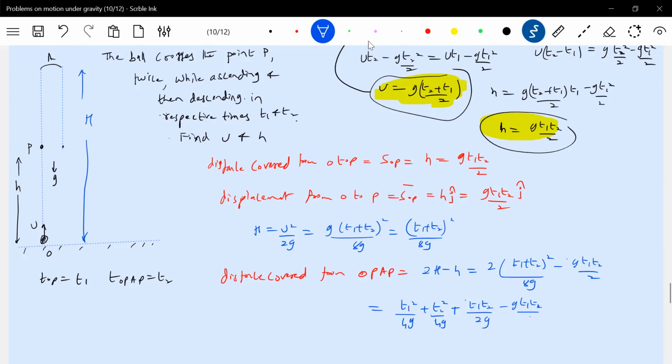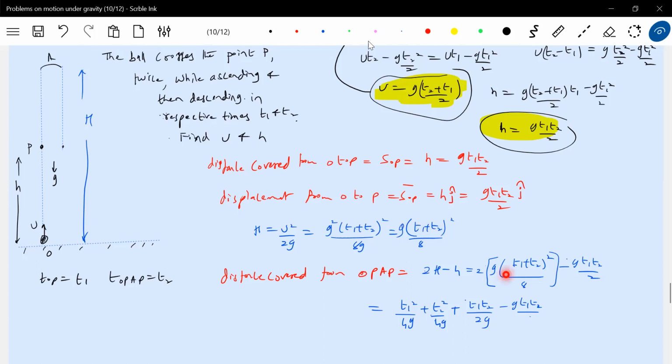To substitute the value of u, no? u will be g squared by 4. Okay, some correction there: g squared by 8, g by 8 it is. Sorry, okay, some correction is there. This will be g square by 8, no? So one g by 8 it will come.